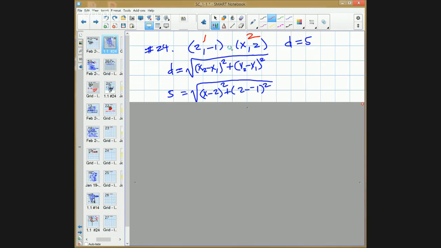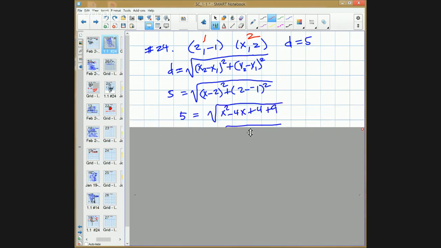y2, that's a 2, and y1 is a -1. So you can see I just plugged it in, crank out. Okay, what's x minus 2 squared? Let your hand shake it out. Let's do it on the right here.